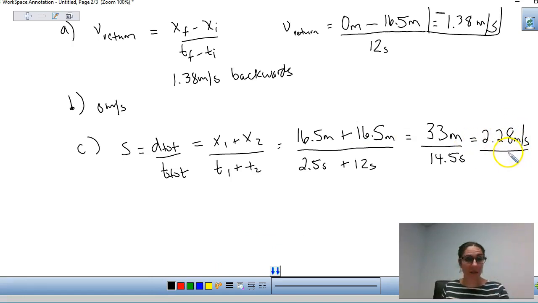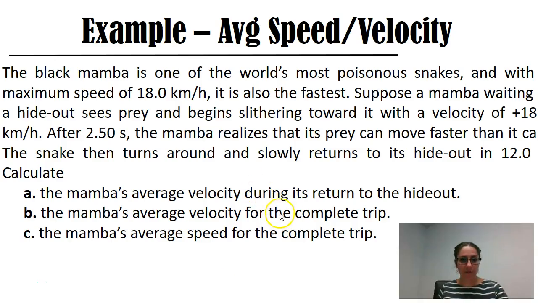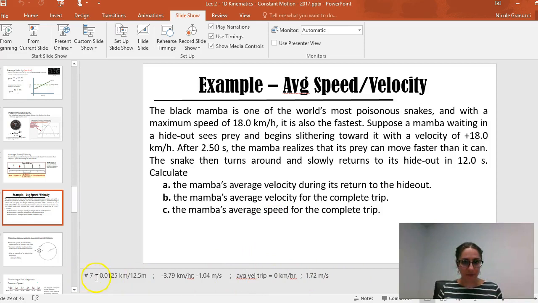Now, since it's a scalar quantity, no directions needed, we know that the average speed of this object was 2.28 meters per second. So that gives us a general idea that it was going slower most of the time. Notice the 12 seconds, right? This makes this bottom part larger, which makes this number smaller. So it makes sense that this is smaller than expected because it was mostly taking a long time to go back to start. So generally, if you look at my slides, you'll see that I have the answers there.